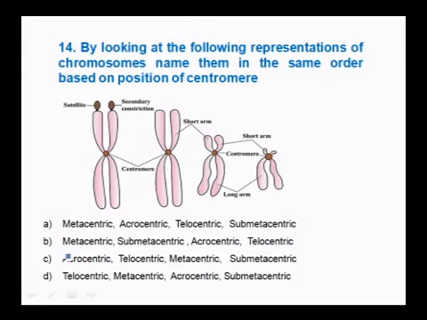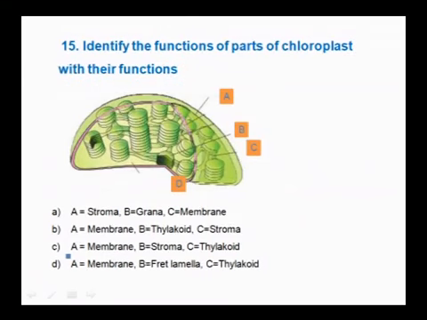So the right option here is B. The first chromosome is metacentric, the second one is submetacentric, the third one is acrocentric and the fourth one is a telocentric chromosome.